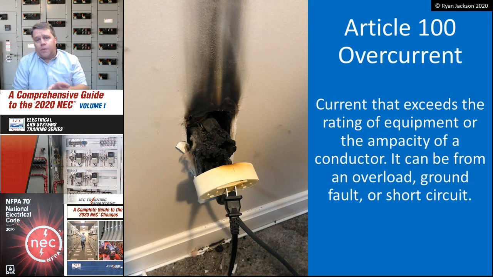Now, Article 240 only deals with the second part. Article 240 deals with protecting conductors. When it comes to protecting equipment, we go to the equipment article. So where would I find the rules for protecting transformers? You would go to Article 450. Where do you find the rules for protecting the conductors leaving the transformer? You would go to Article 240.